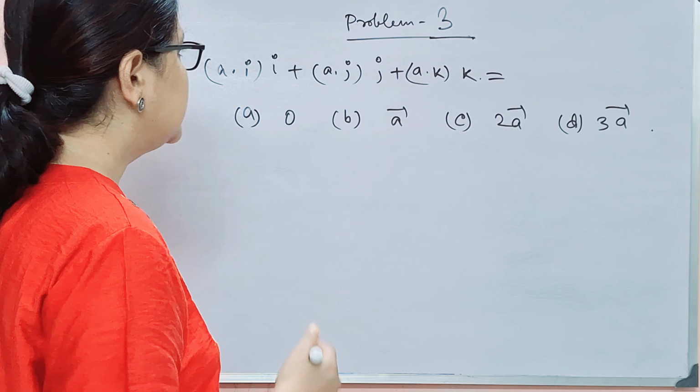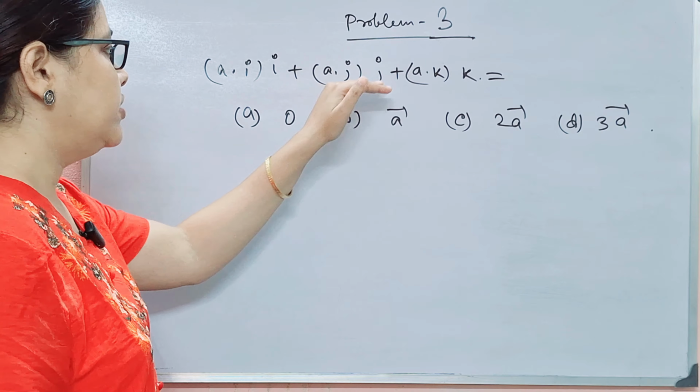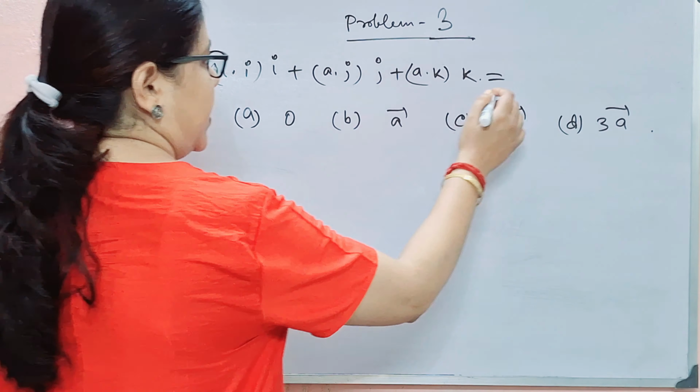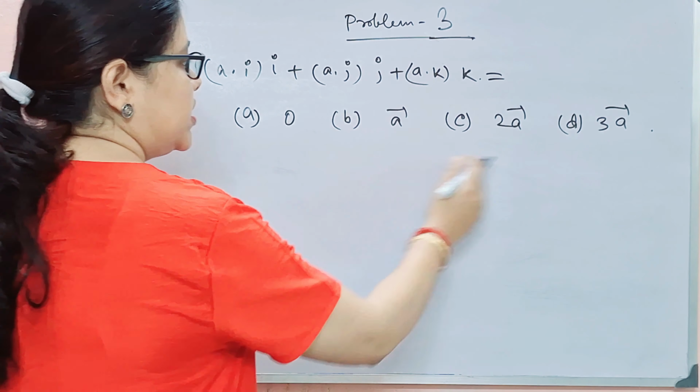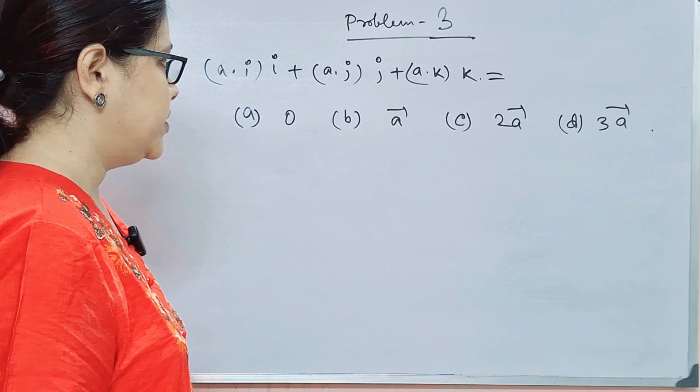So let's come to the third problem. This is the expression a dot i, a dot j, and a dot k, and this will be equal to, there are 4 options and you will have to choose the correct option.